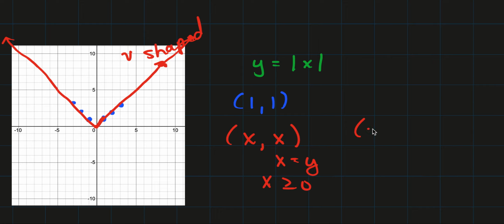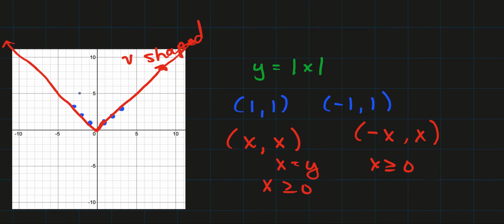And if you plug in negative x, you're going to spit out the positive version. So 1, 1 is on the graph, but also negative 1, 1 is on the graph. 2, 2 is on the graph, and negative 2, 2 is on the graph. Visually, you can see that this is symmetric about the y-axis. It's not symmetric about the x-axis, and it's not symmetric about the origin.